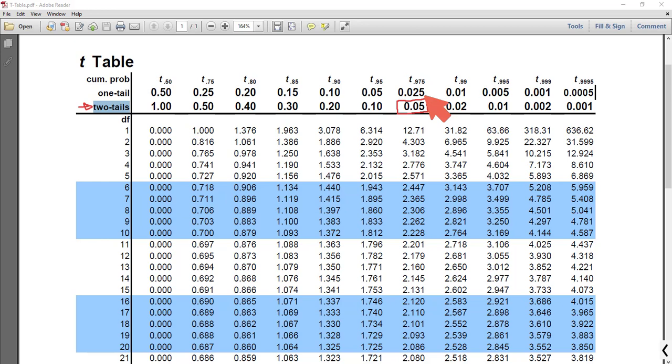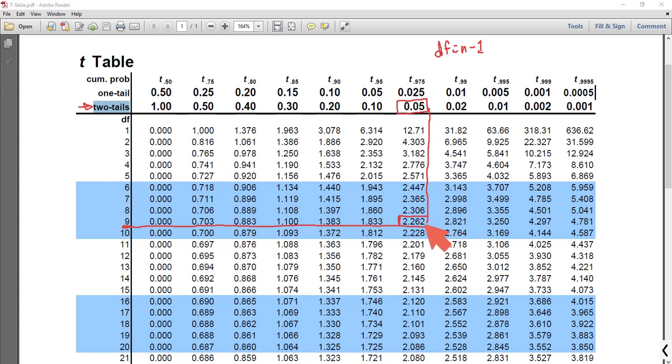What is the degree of freedom? See over here, df means degree of freedom. Degree of freedom is the number of samples minus 1. The number of samples is 10, minus 1 is 9. So in 0.05, we have to find 9. This is the value that we are interested in. This is the standard t value.